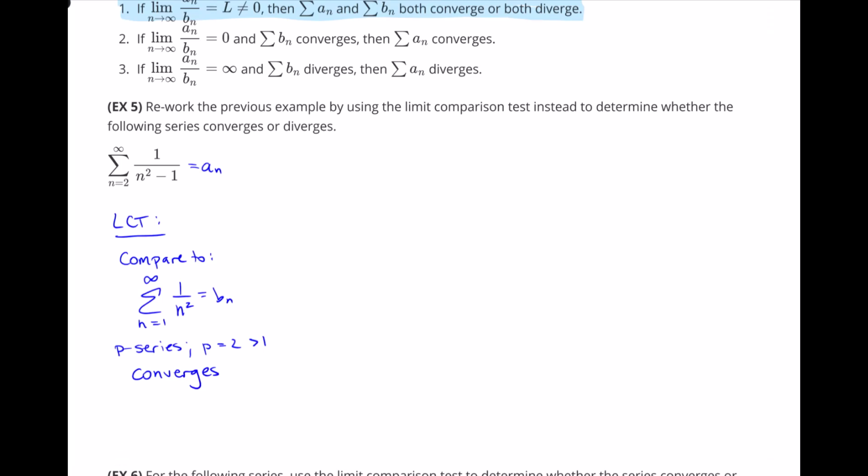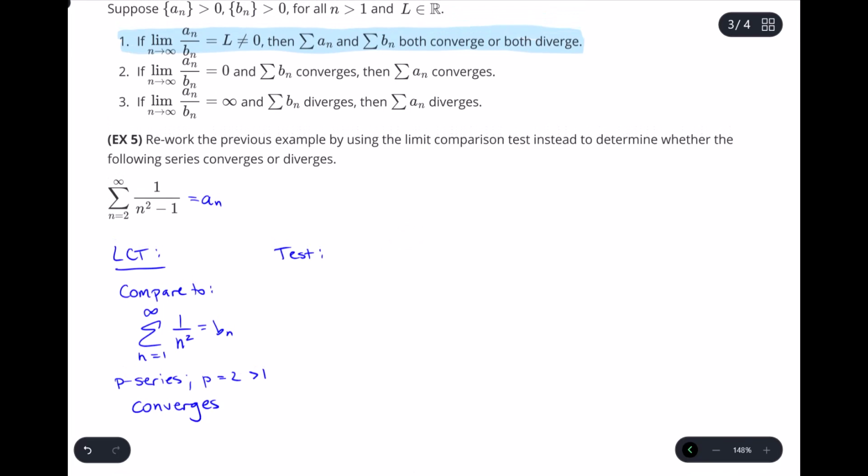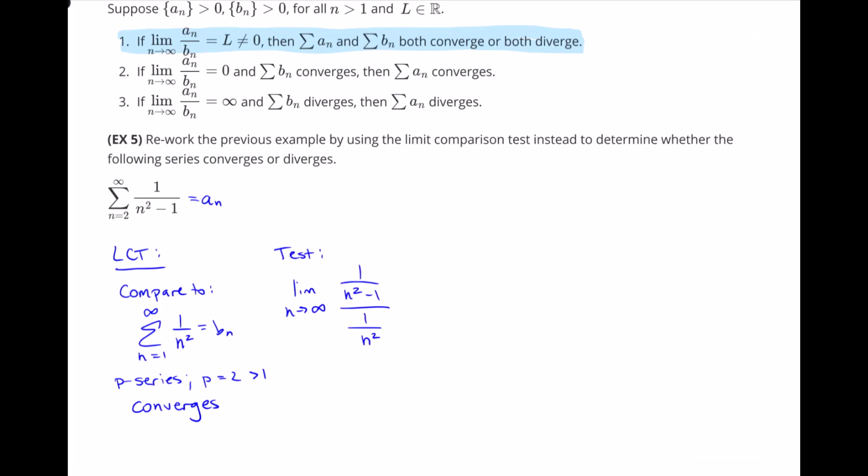Now the test is to find an infinite limit of the quotient of these two series. And again, it doesn't matter which one's the numerator and which one's the denominator. You don't have to worry about that. So I will evaluate the limit as n goes to infinity of 1 over n squared minus 1 divided by 1 over n squared. And I just want to see if the value of this limit exists.